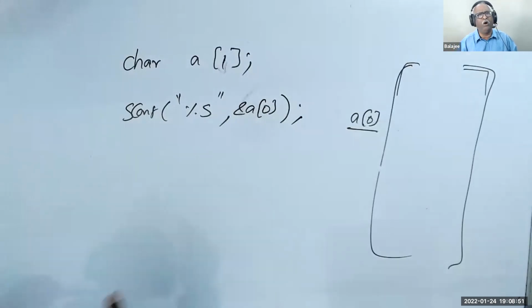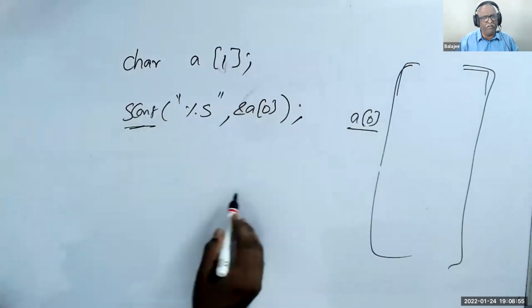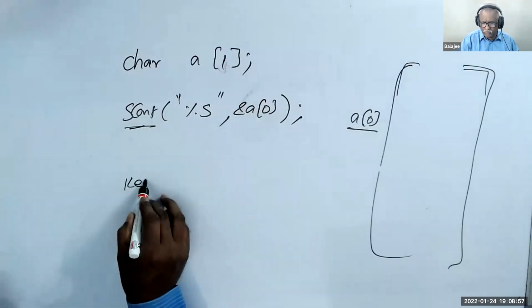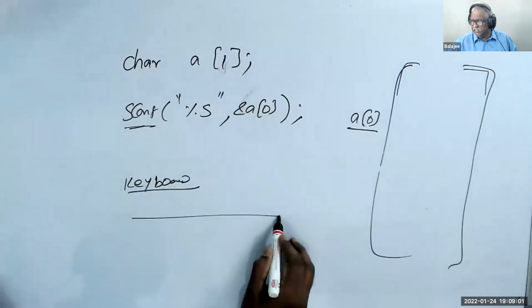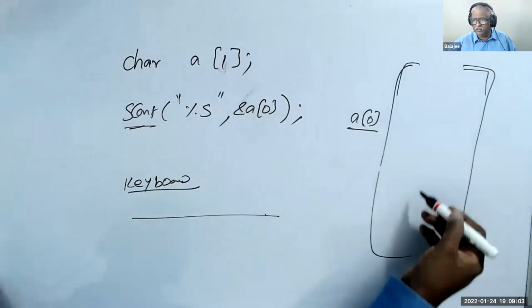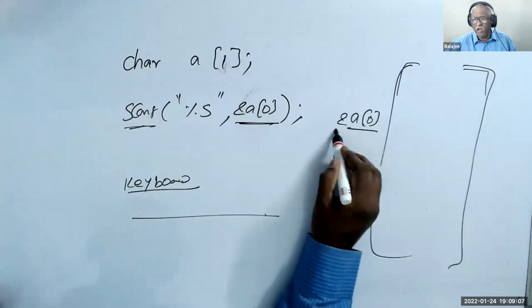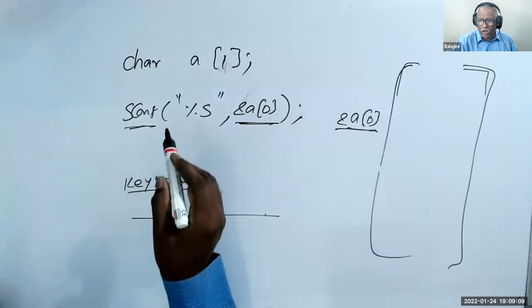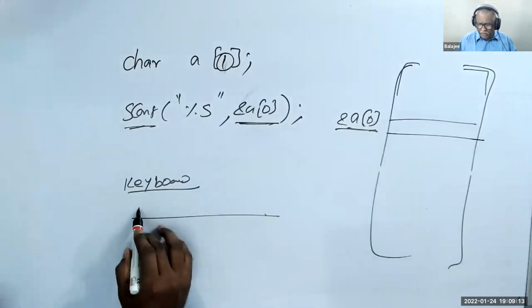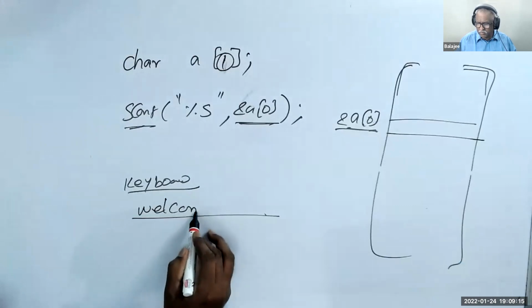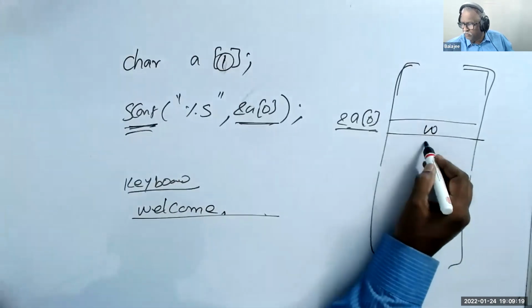So what is happening now? You told the scanner from the screen, from the keyboard, to get a group of characters and fill it in the memory, starting from here. This is the address. Now what happened? You allocated only one, so one line is allocated. If you type here "welcome", the scanner will put "welcome" here.